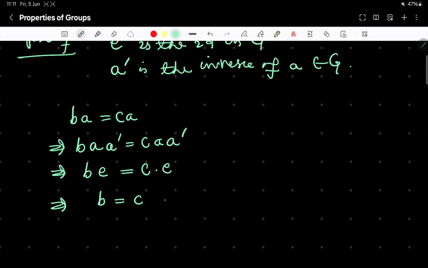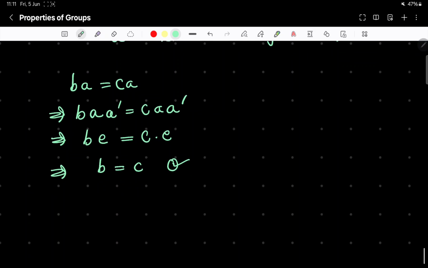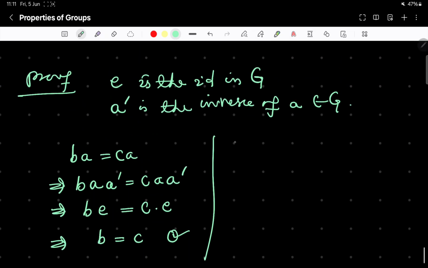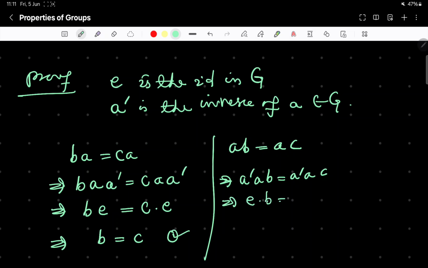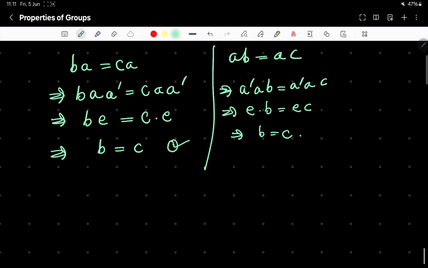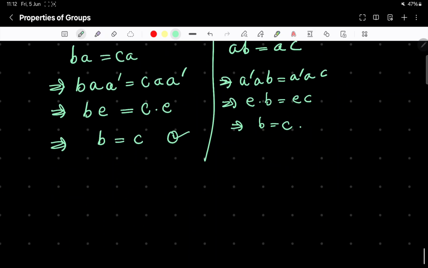So here it is, we are done. From BA equal to CA implies B equal to C. We cancelled A using the property of inverse and identity. Similarly, you can do this also: AB equal to AC. This implies you multiply A inverse on the left side. So this will become EB equal to EC. So this is B equal to C again. So cancellation laws hold in groups.